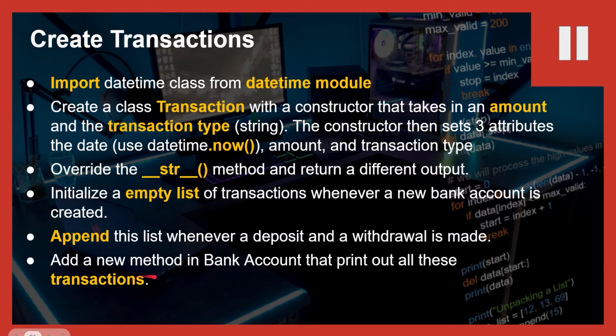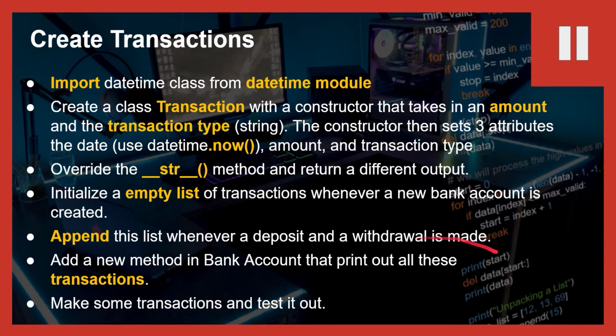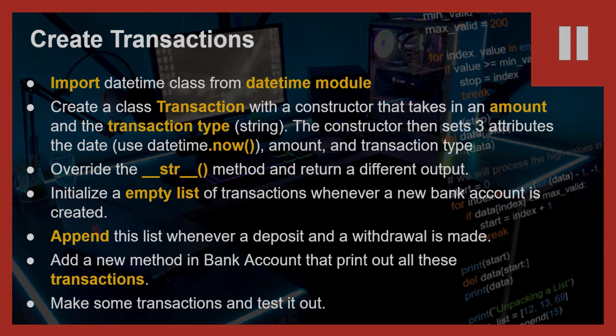Add a new method in the bank account that prints out all of these transactions. So a method in the base class should allow any holder of this account, whether it's savings or checkings, to see all of the transactions that they've ever made. And finally, make some transactions and test it out. By test it out, I mean you need to print out all of the transactions that were made after you've made some. So pause the video right now and go do the challenge.